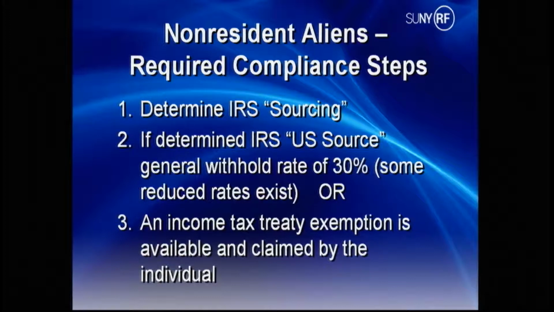The second item is that if you determine the person or this activity is U.S. source, then it's the 30% withholding, and there are some other reduced rates we won't actually get into, but they're specific to different scenarios. And the third item is if there actually is an income tax treaty, they could be exempt from tax and reporting.